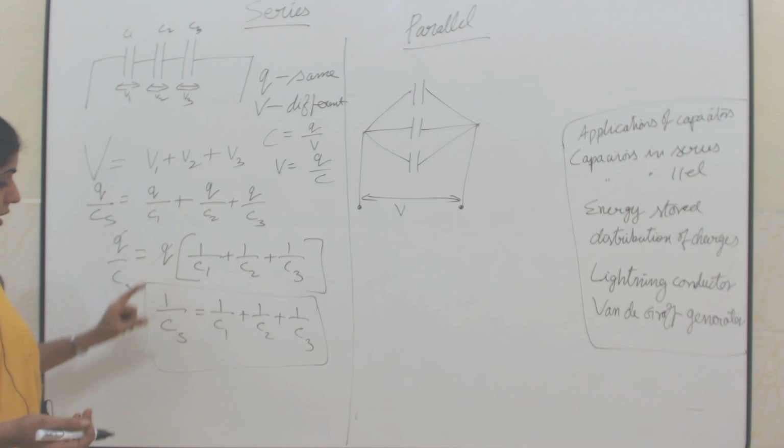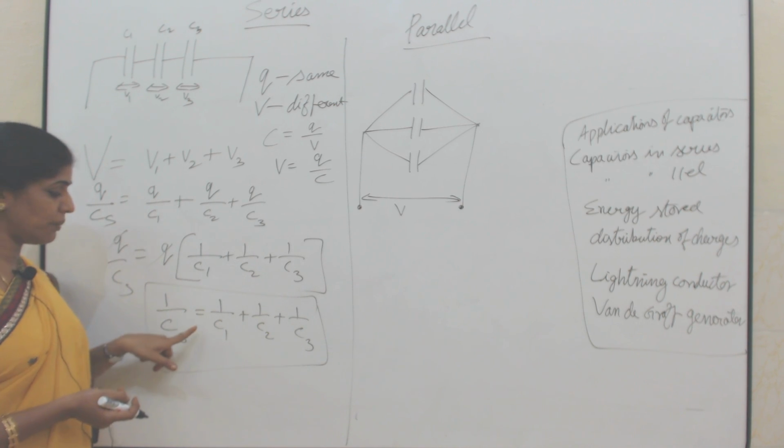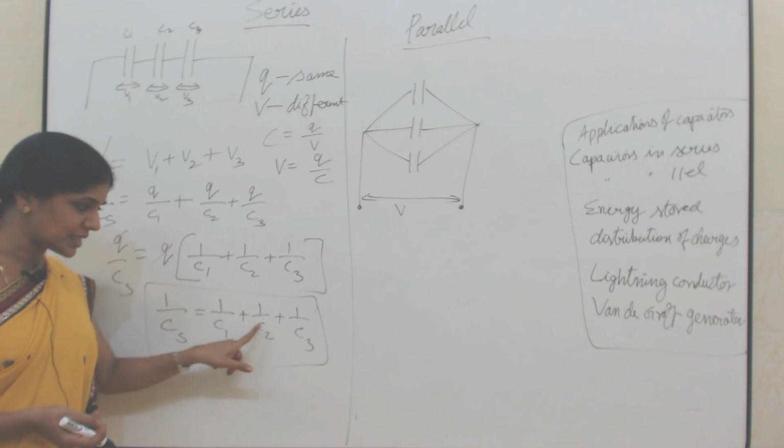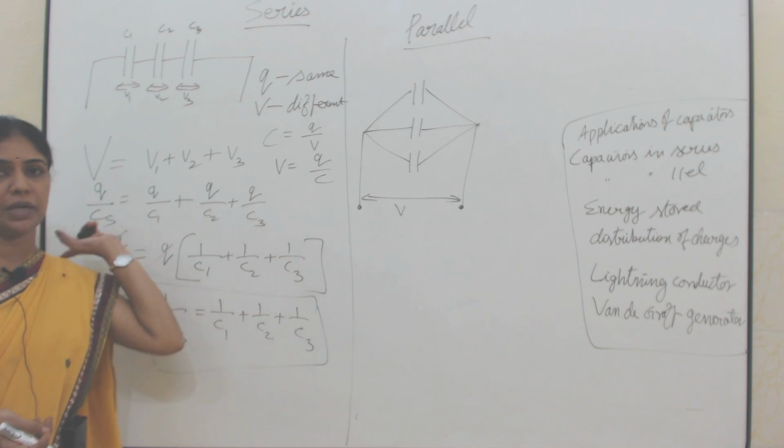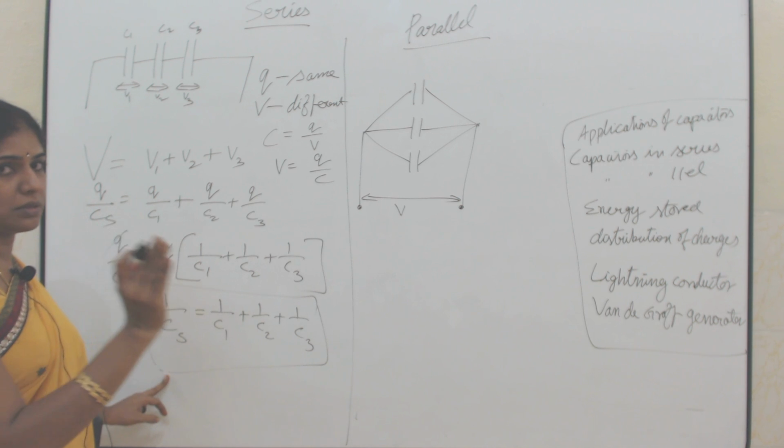So how can I define it? The reciprocal of the effective capacitance when they are connected in series is equal to the sum of the reciprocals of the individual capacitances. In this way, I can find the effective capacitance when they are connected in series.